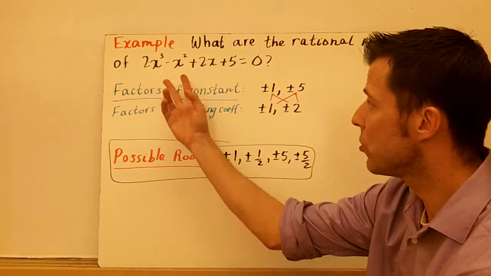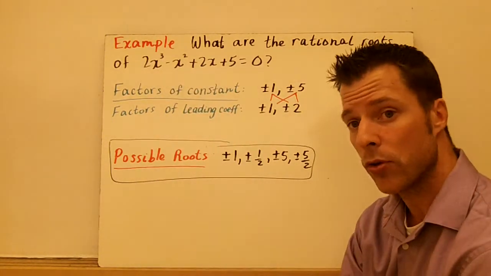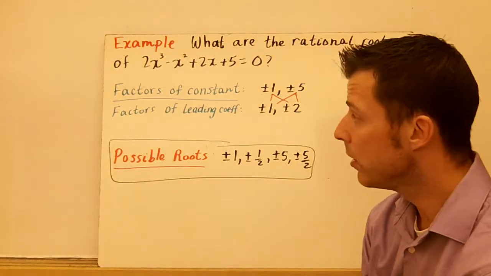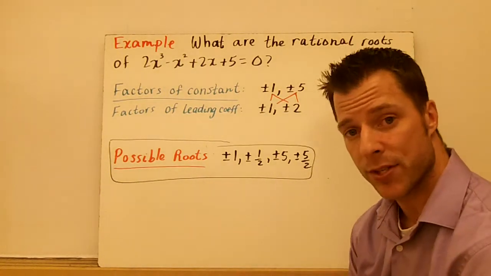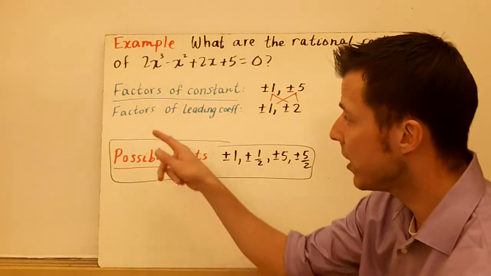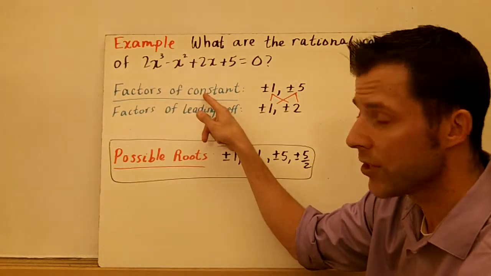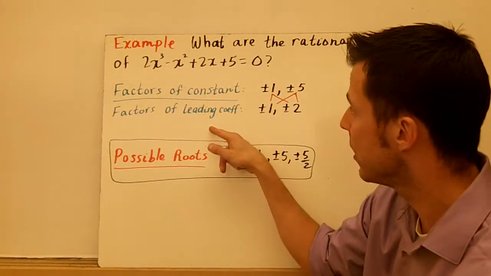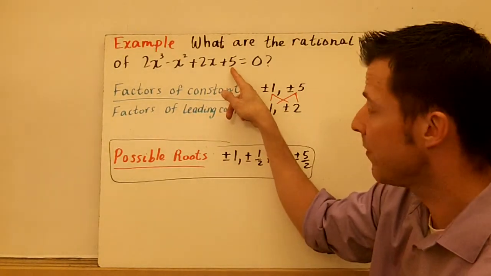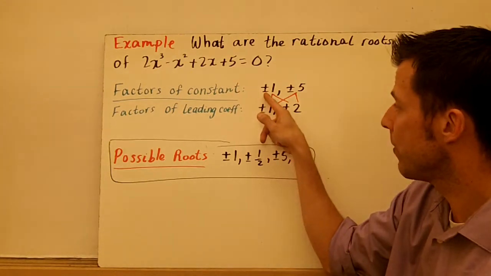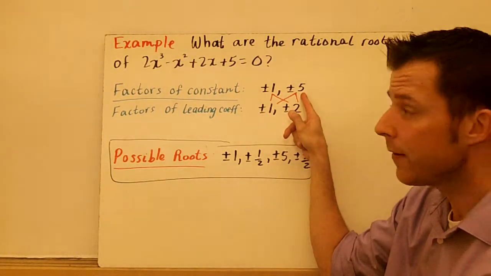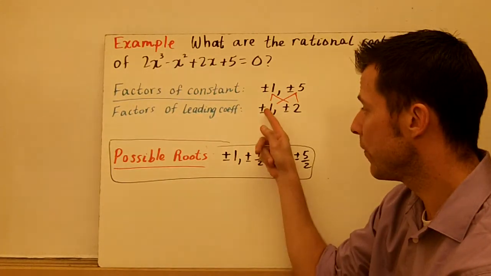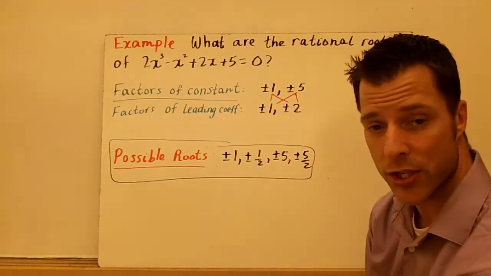So the idea here is you try to factor this and you can't. You can't group. This is not quadratic. How do I factor? Where do I start? Well, you start by listing all possible rational roots. To do that, you take the factors of your constant term and divide all of those by the factors of your leading coefficient. My constant term is 5. The factors of 5 are plus or minus 1, plus or minus 5. 2 is my leading coefficient. The factors of my leading coefficient are plus or minus 1 and plus or minus 2.